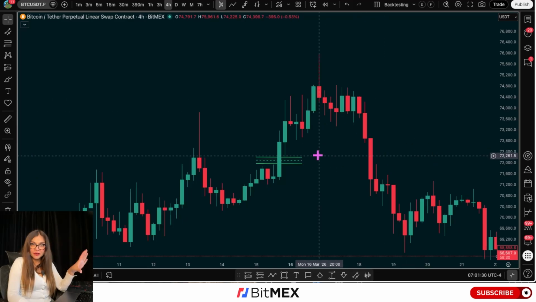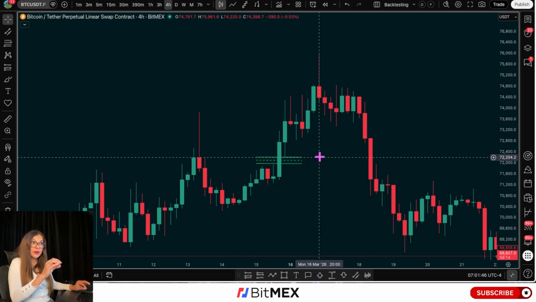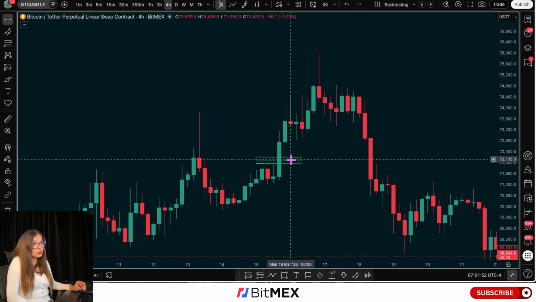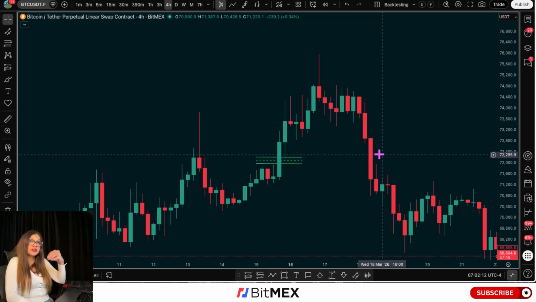Now that we know what a fair value gap is, let's talk about an inverse fair value gap. So an inverse fair value gap is what happens when a fair value gap fails to hold as resistance or support, creating another fair value gap, but in the opposite direction.